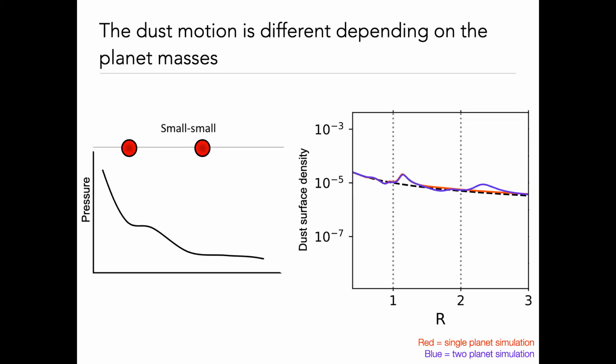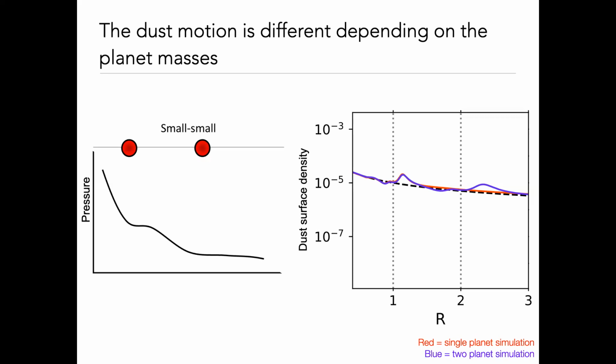the black dashed line that you see is the initial surface mass density of the dust in the disk. The two vertical dotted grey lines are the locations of the planets. So we've got them at r=1 and r=2. The red line shows you the equivalent simulation where we don't have the planet at r=2, we only have the planet at r=1, so that we can compare the situation with two planets to when you've only got a single planet at r=1.